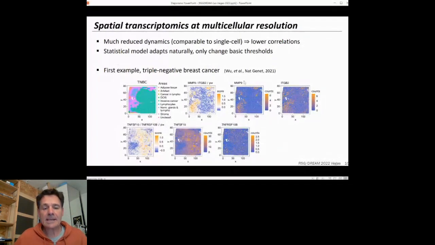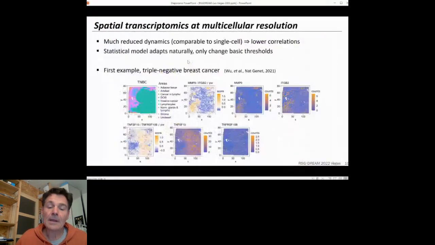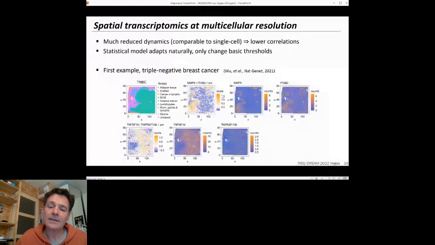So here I exemplify an application of the library to triple negative breast cancer data. This is the structure of the tumor with different regions, and this is an interaction involved in the extracellular matrix remodeling and this kind of process. This is the global score, integrating everything, the pathway and the ligand receptors. And here you show the read counts of the ligand and the receptor separated.